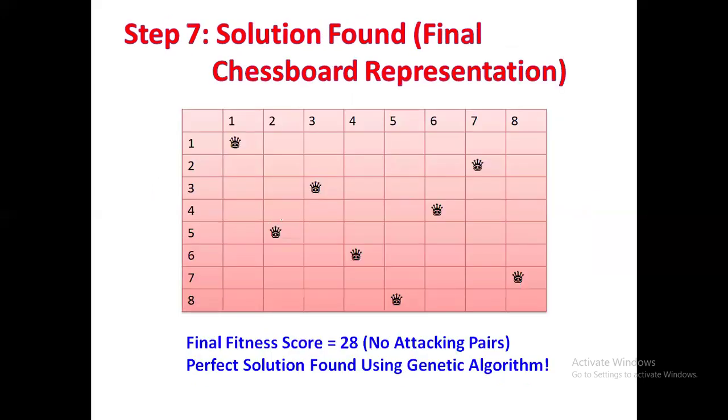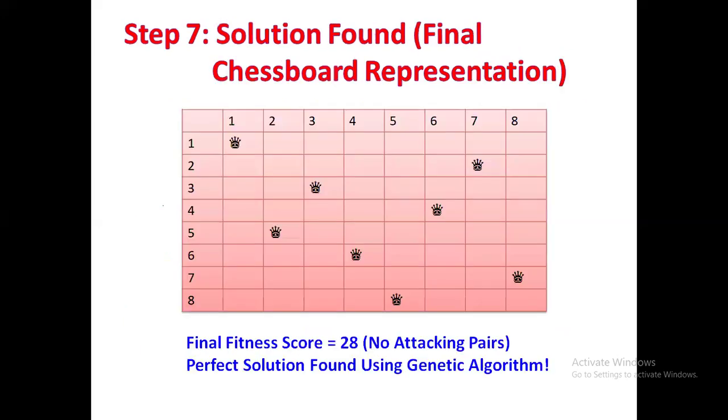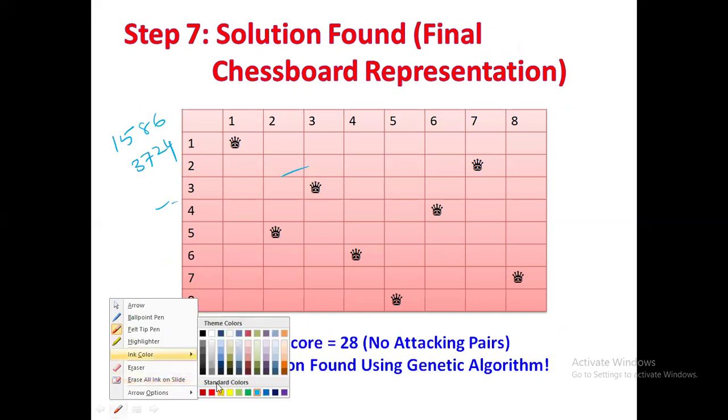The last step is the solution found. After finding it, see here, first column, first row, the value is 1. So 1 5 8 6, how are we going to write it? 3 7 2 4. Am I right? Yes. So for the first column, you have to tell me whether there is any hitting in this column or not.